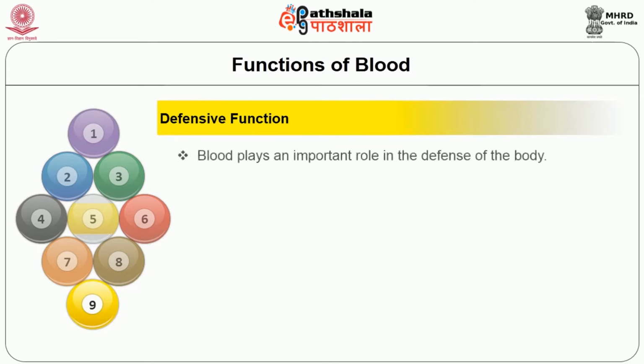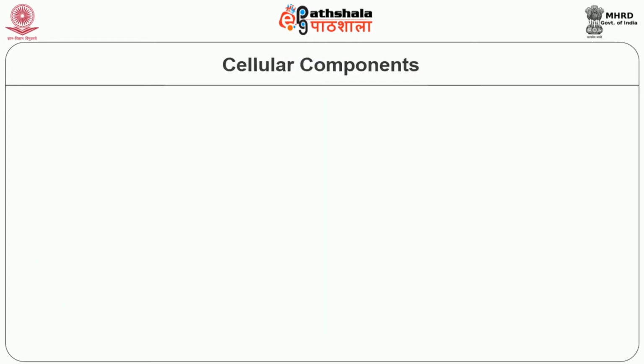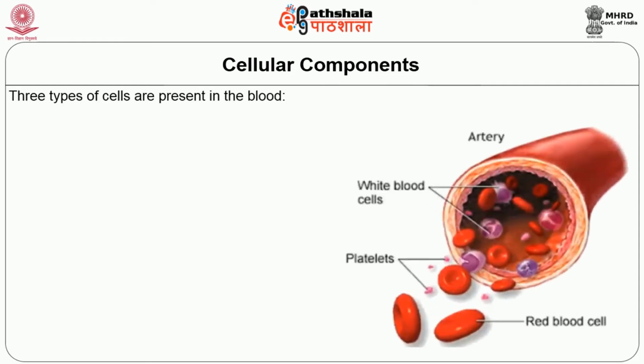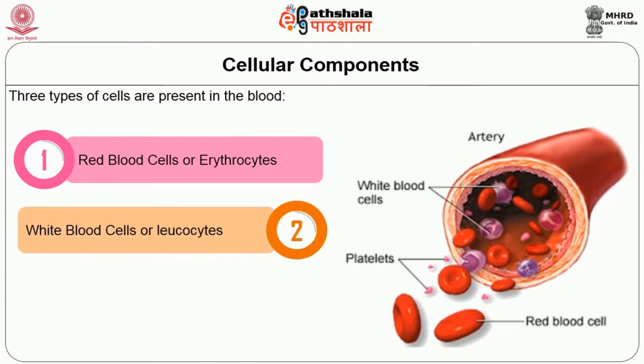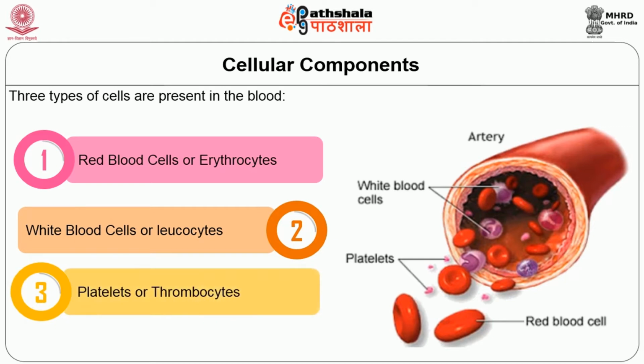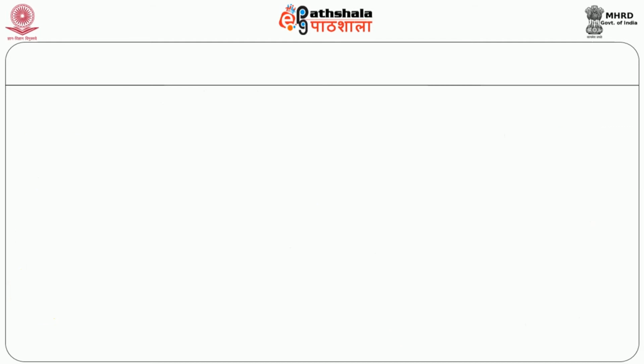Blood plays a very important role in the defense system of the body. The next aspect that we are going to see in blood is the cellular components. There are 3 types of cells which are present in the blood. Number 1 is the red blood cells, which are also called the erythrocytes. Number 2, the white blood cells or the leucocytes. Number 3, the platelets or the thrombocytes. Now we'll see each one by one.